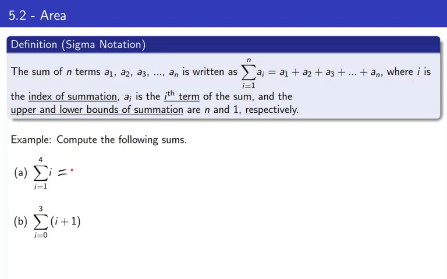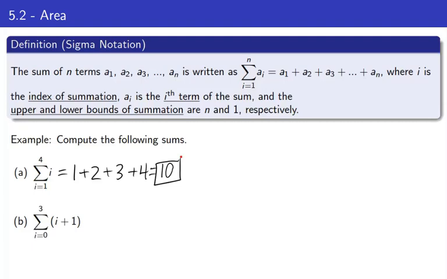For your first example, the function is just i. So when I plug in 1 for i, I get 1. When I plug in 2 for i, I get 2. When I plug in 3 for i, I get 3. And my upper bound is 4, so I'll stop there. When I plug in 4 for i, I get 4. So this summation is equal to 10.